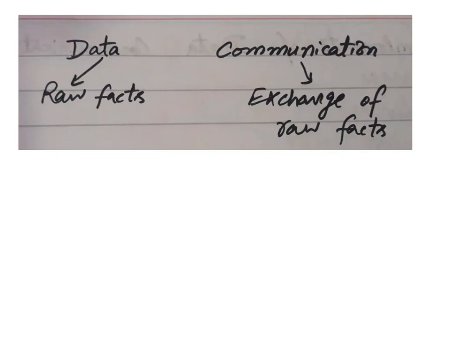The first one is data communication. Data means raw facts, and communication means exchange of raw facts. Whenever we talk about exchange, the word exchange means that there are two or more things, and they are exchanging something.